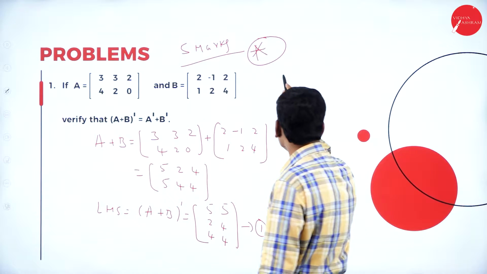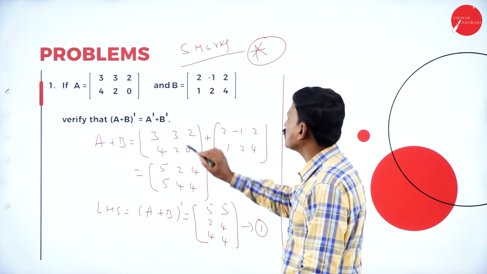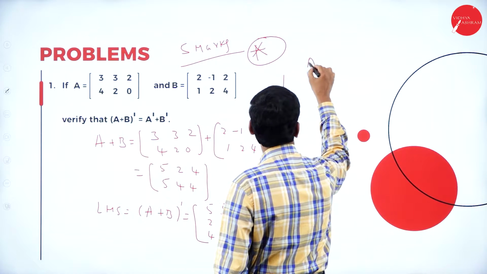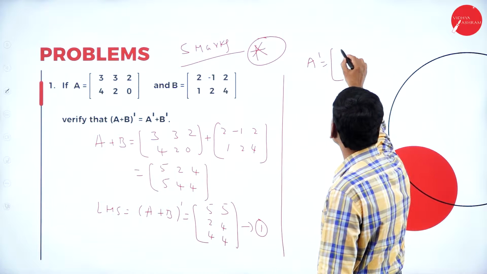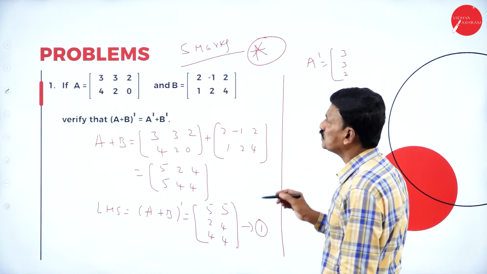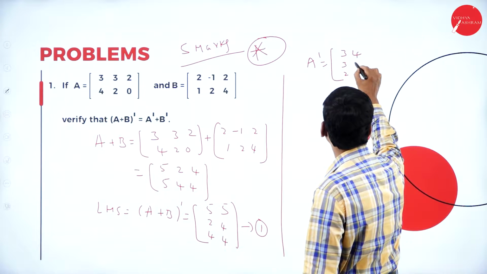On the right hand side, let us come to the second part. So find out A dash and B dash. The transpose of A: first row can be written as first column 3, 3, 2 and second row 4, 2, 0.